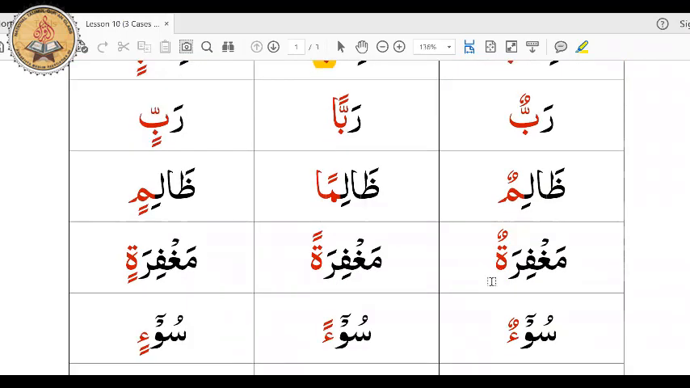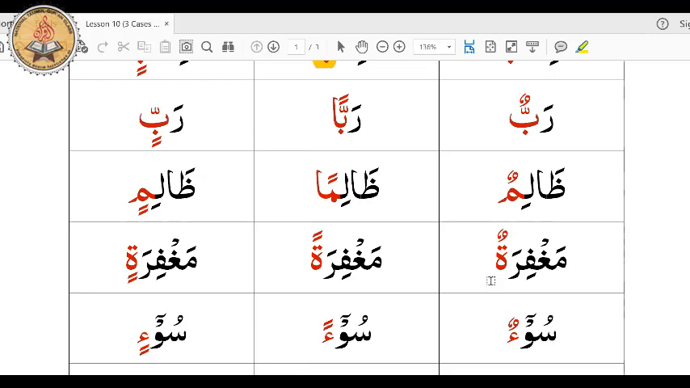Now, next word is maghfiratun, and maghfiratun is a noun. We know that every noun is here because it carries a tanween and ta marbuta. On top of ta marbuta, there is a tanween of dammatain, and it means forgiveness. So maghfiratun is forgiveness, and maghfiratan is forgiveness, and maghfiratin is also forgiveness.